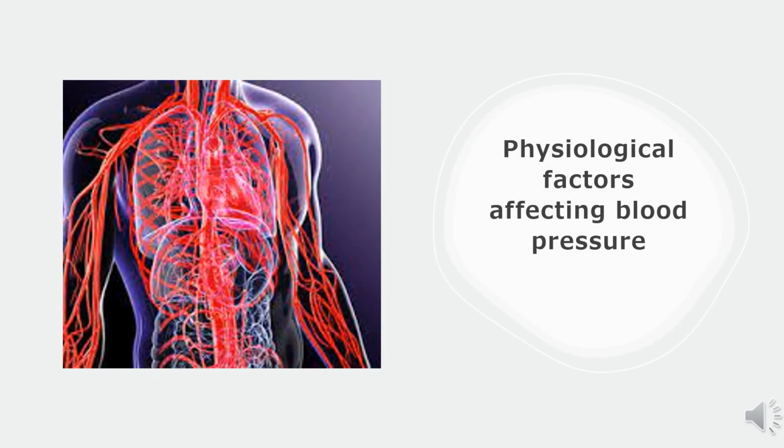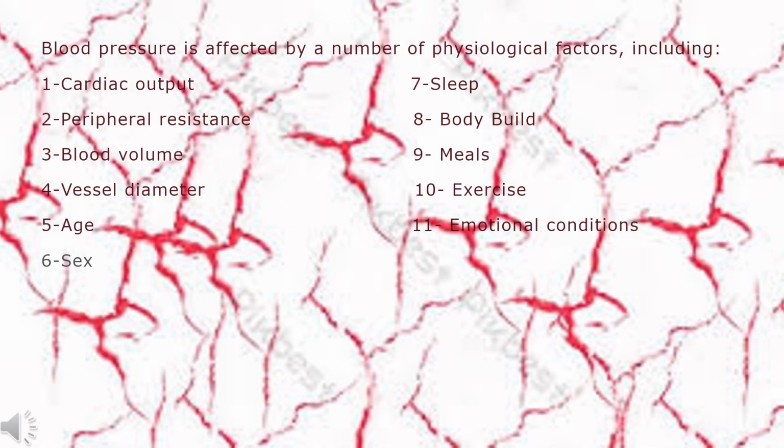Now, let us move towards our main topic. Blood pressure is affected by a number of physiological factors, including cardiac output, peripheral resistance, blood volume, vessel diameter, age, sex, sleep, body build, meals, exercise, and emotional conditions.